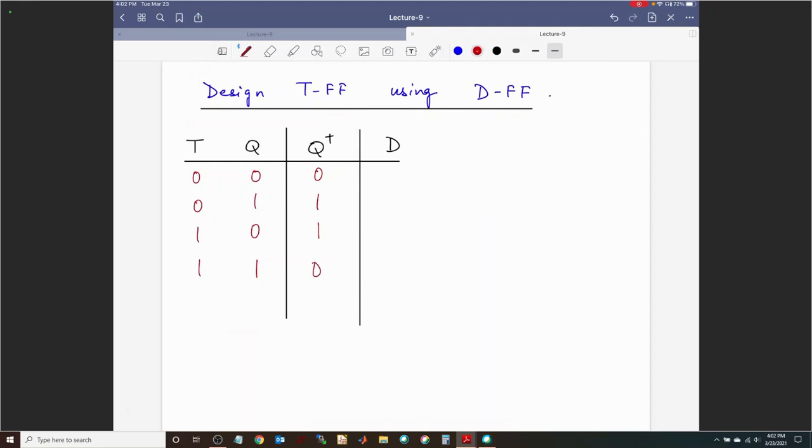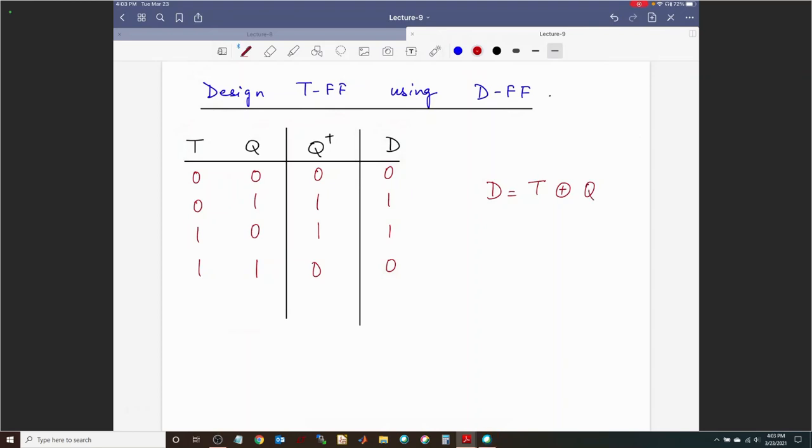Now using this, you can try to figure out what should I give at the D input to get this transition to happen. So you look back at the characteristic equation for a data flip-flop, which is Q plus equals D. In other words, D equals Q plus. 0, 1, 1, 0. That's right. And now you have to write, in this case, you don't even need a K-map. You can just write an equation for D in terms of T and Q. What would that be? Exclusive OR, that's right. So that would be D equals T exclusive OR Q.